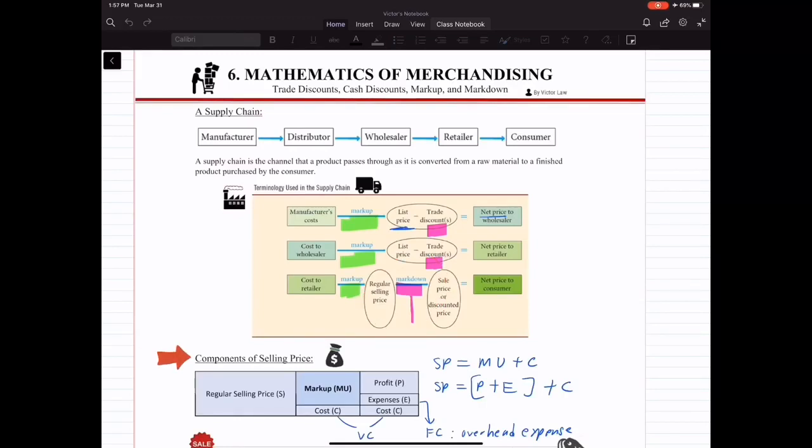And when we look at the components of selling price, there are two key formulas that you need to know. The first formula is selling price equals markup plus cost. The second formula is selling price equals profit plus expense plus cost. Cost is referring to variable cost, the cost directly related to the production of the goods. And expense is overhead expense, fixed costs, which include salaries, rent, etc. So these are the two formulas that you need to know. Markup plus cost equals selling price. Profit plus expense plus cost equals selling price.